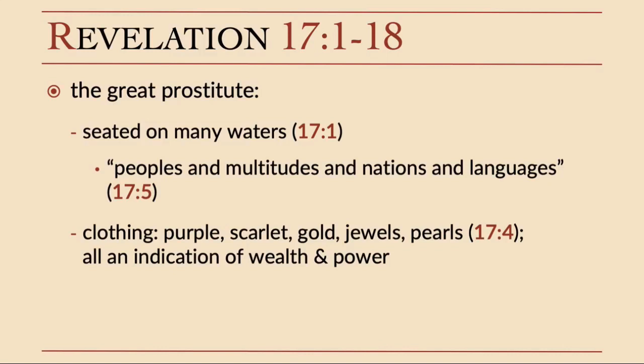And so when we read here about purple and scarlet, those were colors that were reserved to the wealthy elite in the Roman Empire. Gold and jewels and pearls, obviously that marked wealth. The common people simply didn't have access to that kind of wealth. And in the ancient world, with wealth came power. They went hand in hand. The truth of the matter is, the modern world isn't any different. Let's just face it. With wealth, even today, comes power. So we see this great prostitute seated on these many waters, and she is clothed in a way that indicates very clearly the wealth and power that she has.